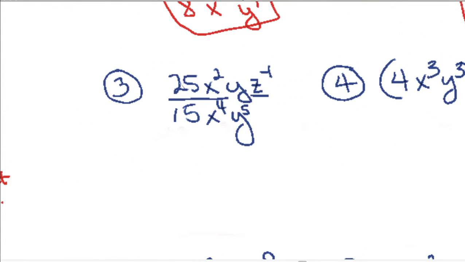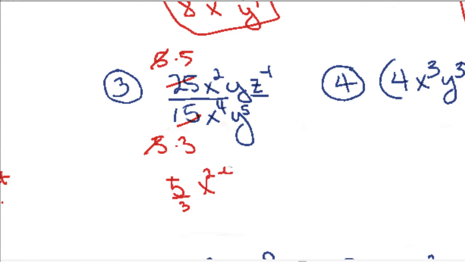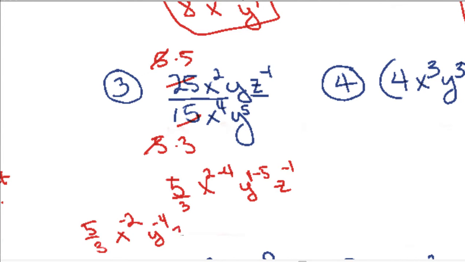Numerically, we know that 5 goes into both of these numbers, so that's 5 times 5, whereas the denominator is 5 times 3. Cancel the 5s, and you'll be left with 5/3 as a coefficient. x to the 2 minus 4, y to the 1 understood there, to the 1 minus 5, and then z to the minus 1. That's going to give us 5/3 times x to the negative 2, y to the negative 4, z to the negative 1.